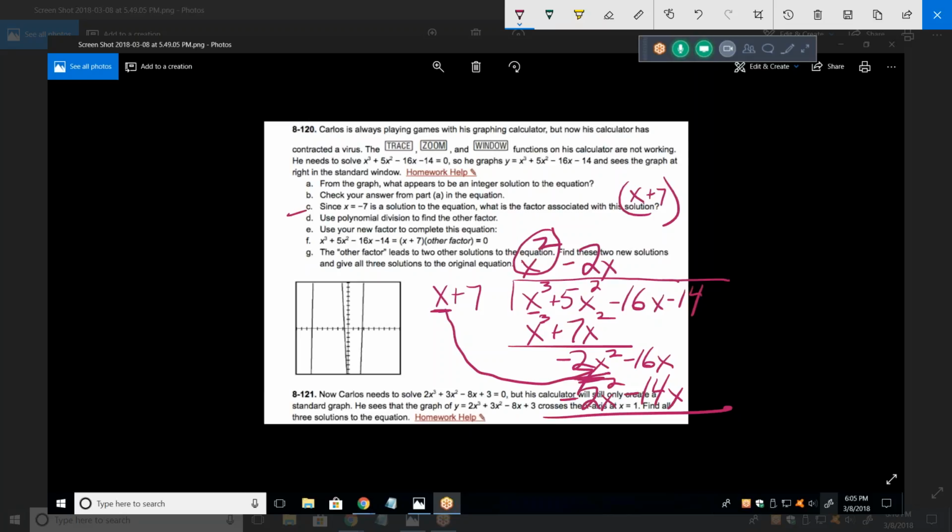Then you get negative 30x. Hold on. What's minus 16x minus a minus 14x? Do not drop negative signs. Negative 2x. The biggest mistake made in algebra is dropping negative signs.